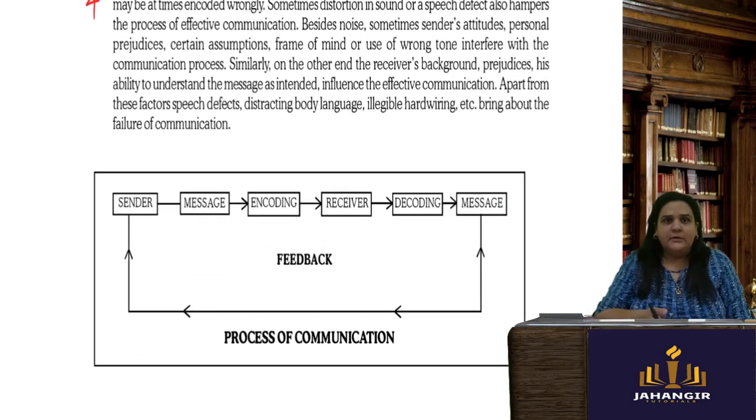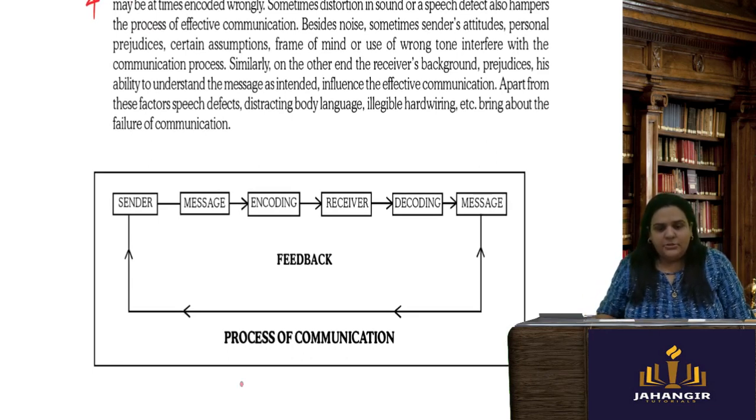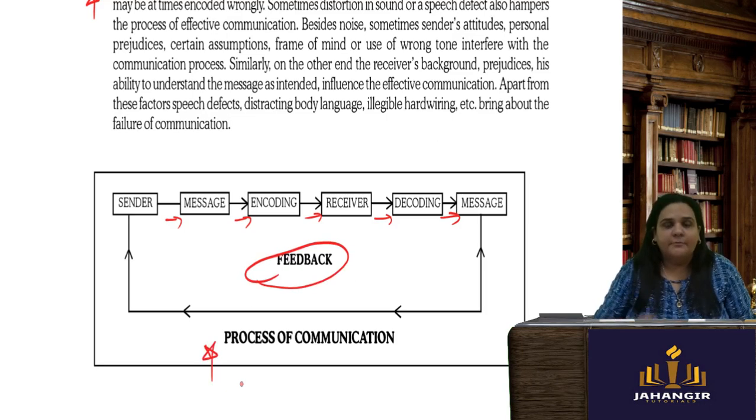So see this diagram. There is a sender who develops an idea, a message, encodes that message and sends it to the receiver. The receiver decodes it and then again puts a message in the form of feedback. That will be known as the process of communication.